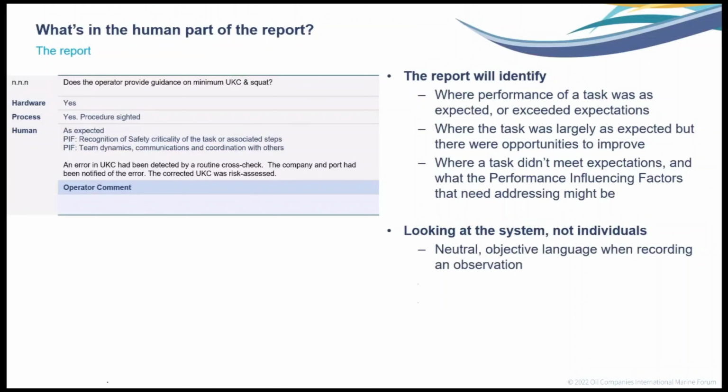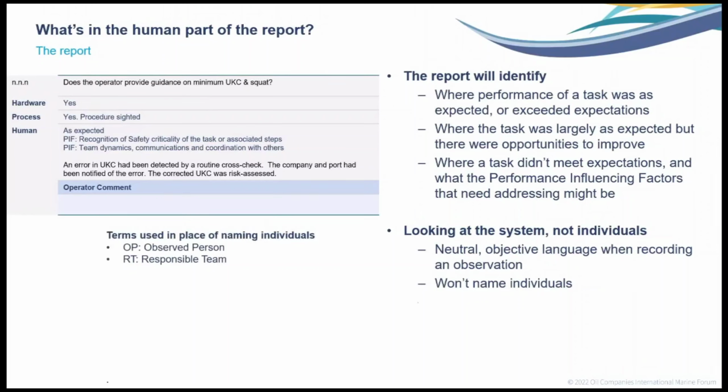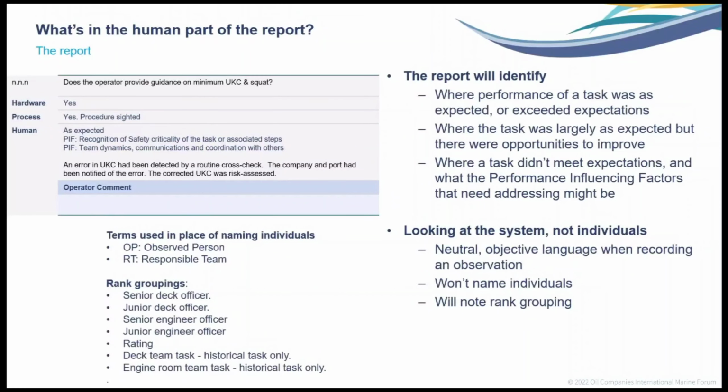In particular, the inspectors will not name individuals, but may use the term observed person or OP or RT for responsible team to describe the observation that they made of the people performing a task. They may note the rank grouping of the observed person. Group rankings: Senior Deck Officer, Junior Deck Officer, Senior Engineer Officer, including ETOs, cargo engineers, and electricians based on company rank. Junior Engineer Officer, including ETOs, cargo engineers, and electricians based on company rank.